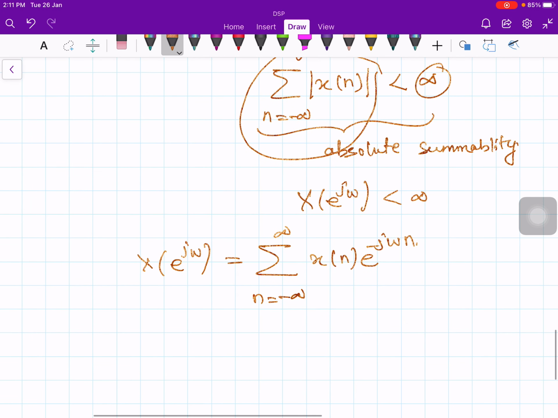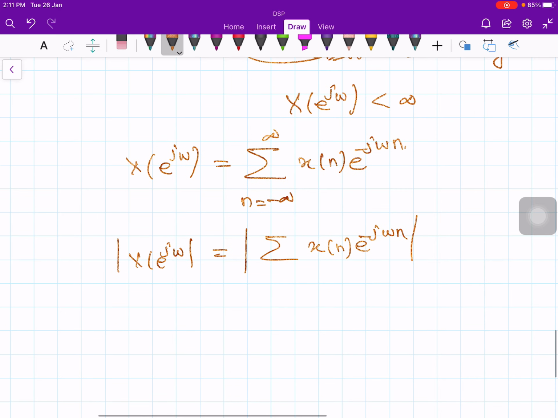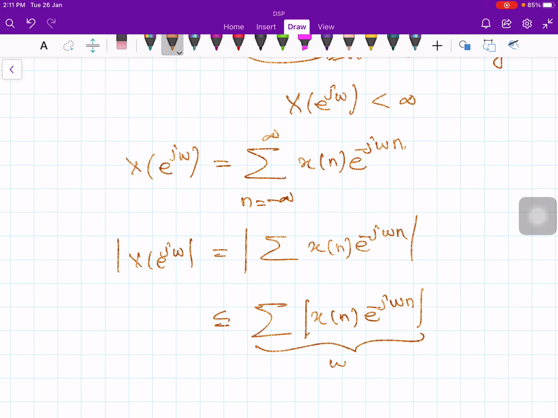Now you take magnitude on both sides. The magnitude is less than or equal to the summation of the magnitude of x[n] e^{-jωn}. If we take magnitude, then this becomes the upper limit. The negative numbers also will be considered as positive numbers, and that will be added. That is why I put this less than or equal to symbol.